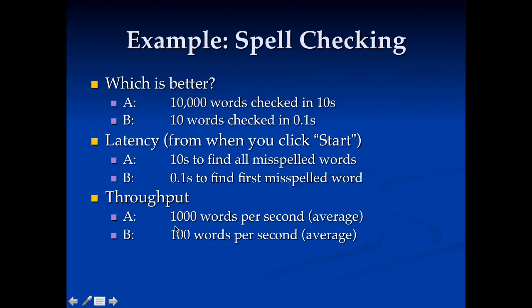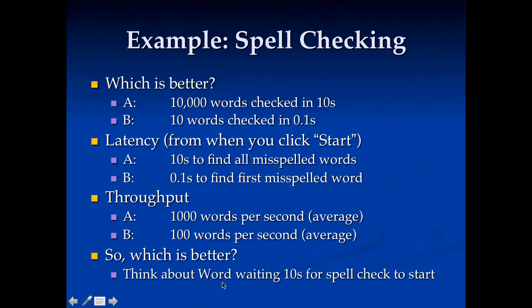So the first one over here does 1,000 words per second. The second one does 100 words per second. So if I'm doing this in a bulk or a throughput mode, this is 10 times faster. But if I'm doing it here in a latency mode where I care about how quickly I get my first result, this one can be potentially 100 times faster because it returns results much more quickly.